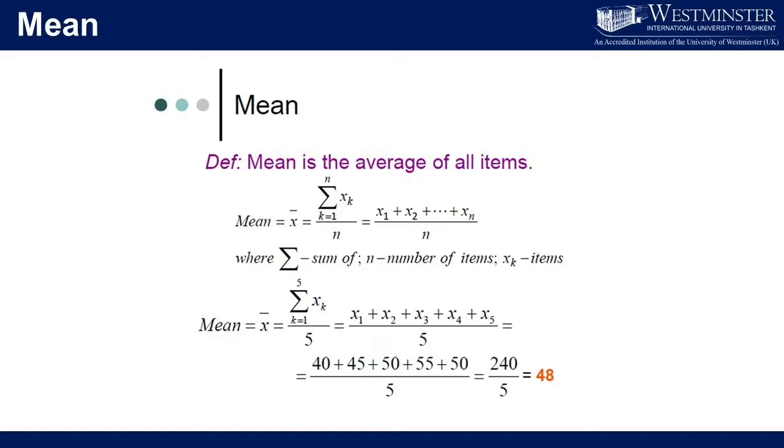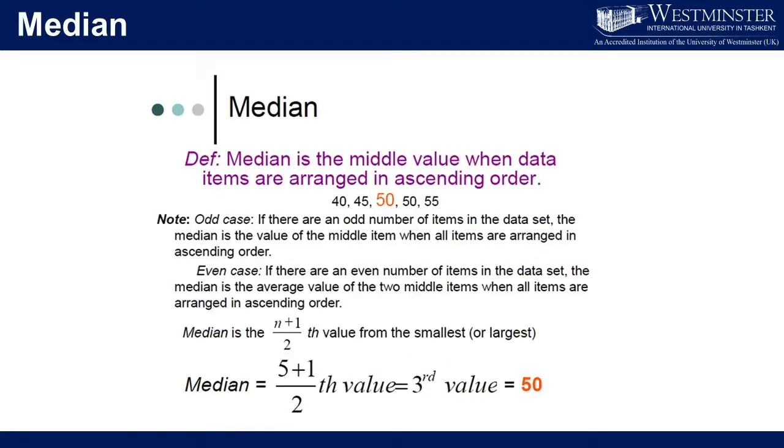The formula shows the sum of x divided by n, where sum of x is just the sum of all numbers. In our case, these are 40, 45, 50, 50, and 55. And n is the number of values or items. So what we do is we simply sum all these 5 numbers and divide it by 5. In our case, it's 240 divided by 5. And we get 48.